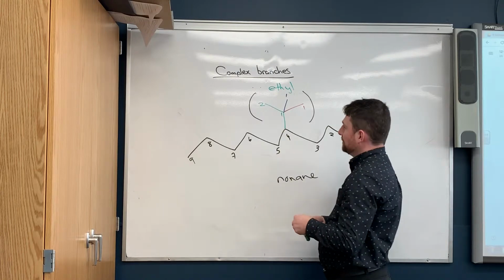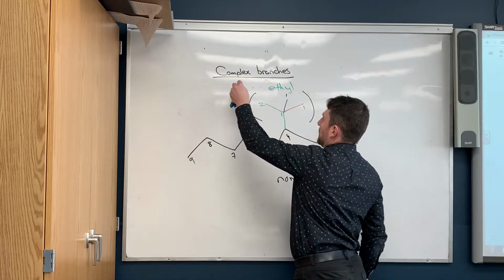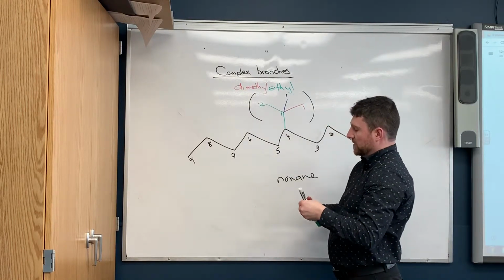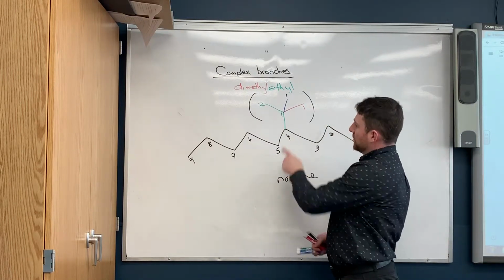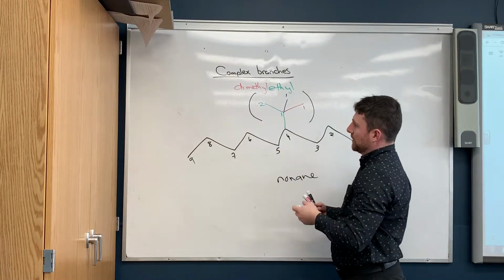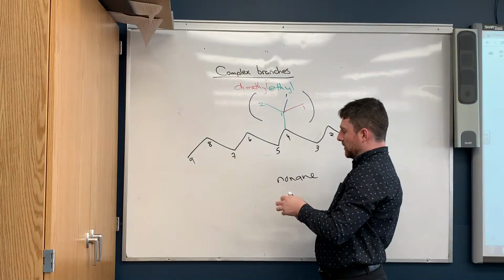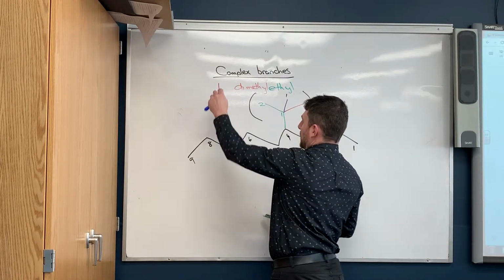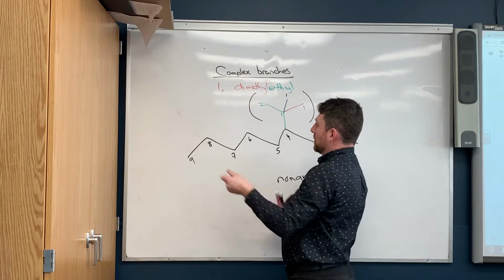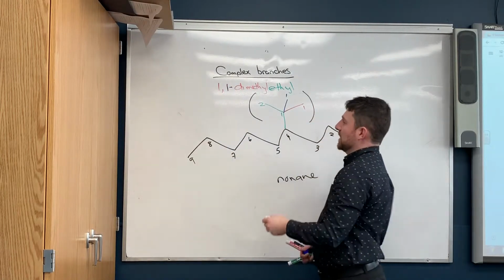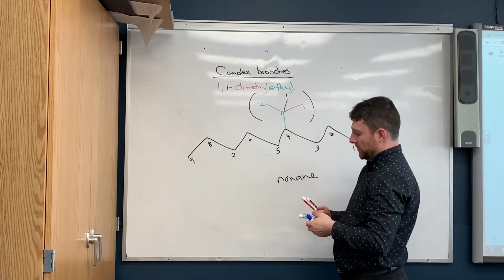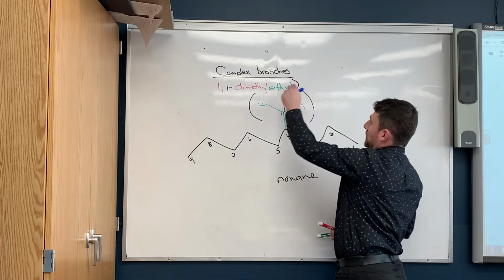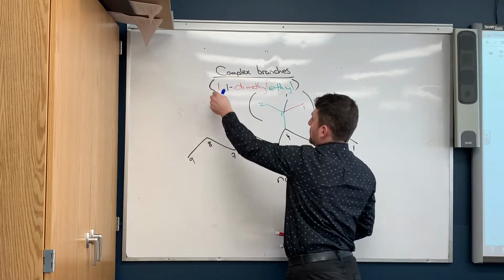So we're going to call it a dimethyl ethyl branch. And of course, we have to say where they're coming off of, right? And they're both coming off of the first carbon in the ethyl branch. So we call it a 1, 1 dimethyl ethyl branch. And that, of course, all goes in brackets, being a single complex branch.